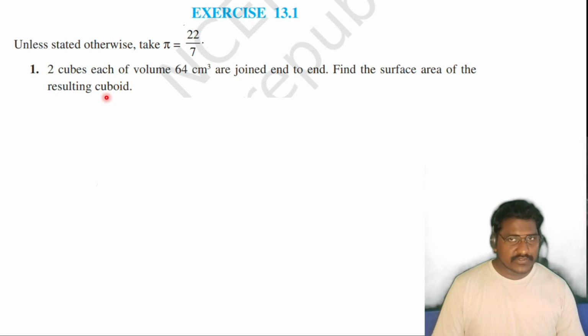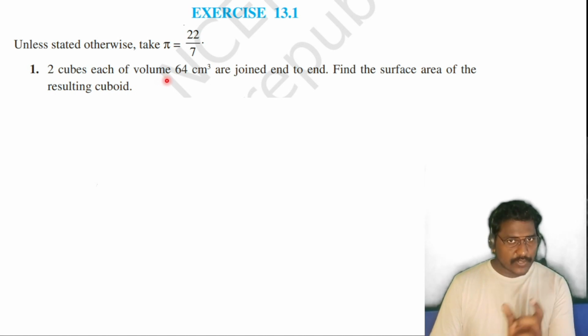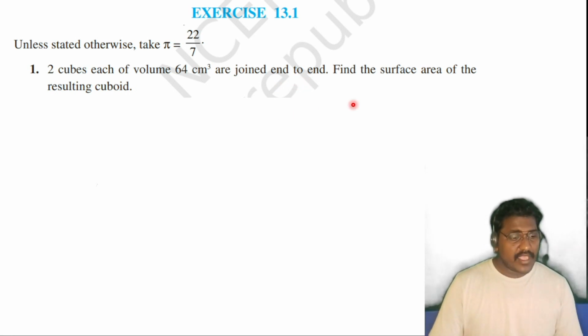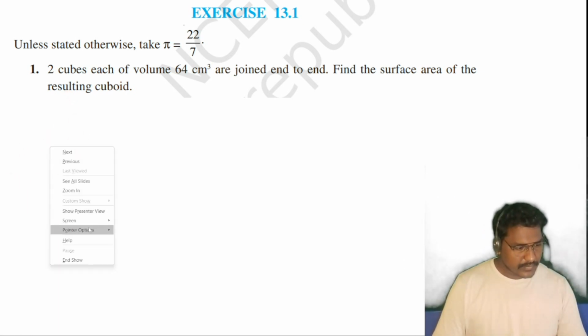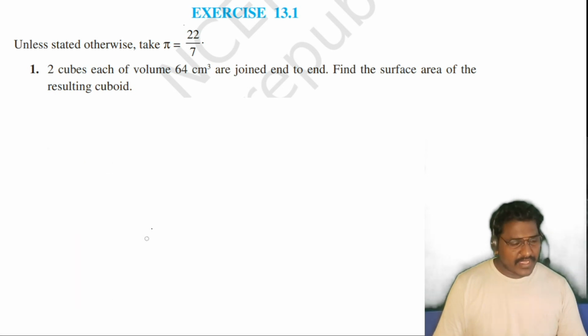I am repeating the question once again. 2 cubes each of volume 64 centimeter cube. Each of volume, that means volume of each cube is 64 centimeter cube, are joined end to end. That means side by side. Then find the surface area of the resulting cuboid. That means he is giving you a hint that 2 cubes joining means it will give a cuboid. Now see here. Now let me draw the diagram first.